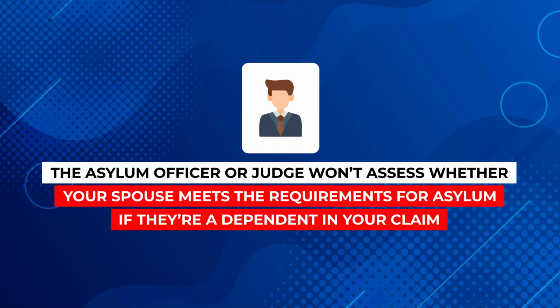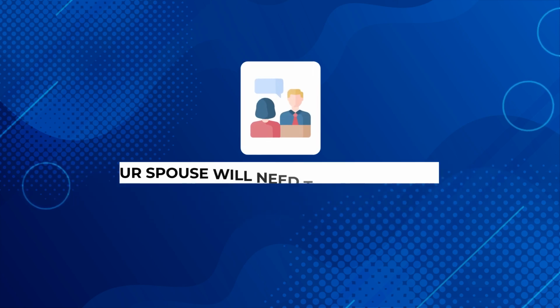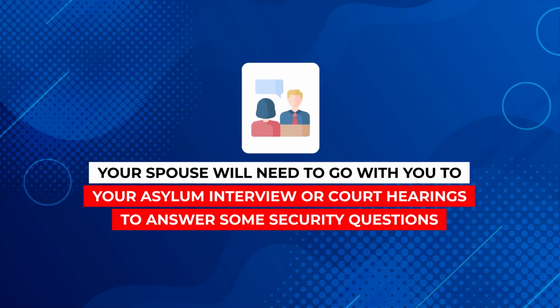The government is really only interested in you as the principal asylum applicant, but your spouse would need to go with you to your asylum interview or any court hearings, and they may have to answer some security-related questions. Basically, are you a criminal or terrorist? Asked like 15 different ways. But they won't be asked questions about your underlying asylum claim.